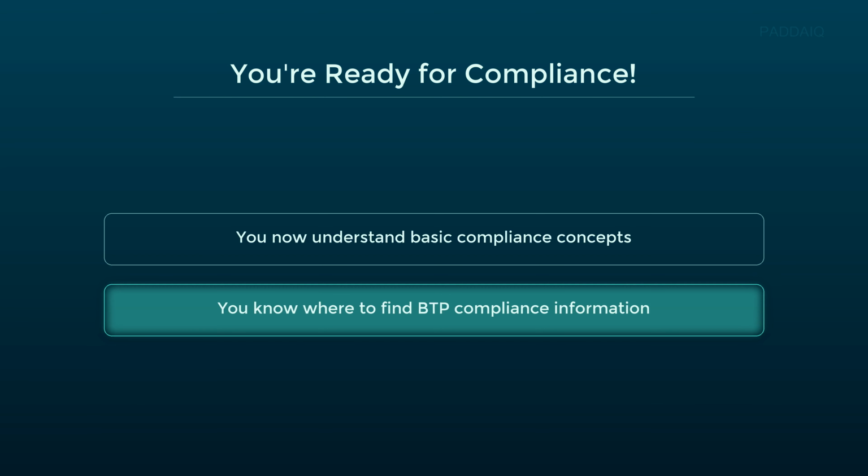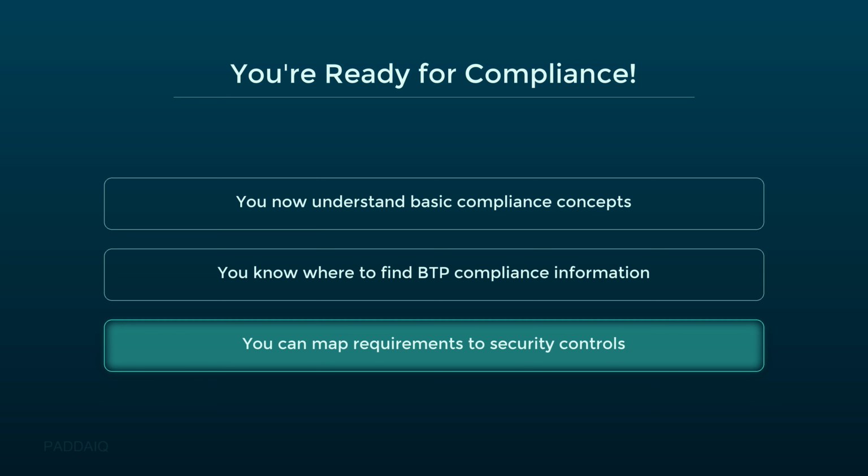You know where to find BTP compliance information. This means you can locate official documents detailing how BTP meets legal and security standards. For instance, before storing customer data, you check the SAP Trust Center for compliance certifications like ISO 27001. This knowledge ensures your solutions are always built on a trustworthy foundation.